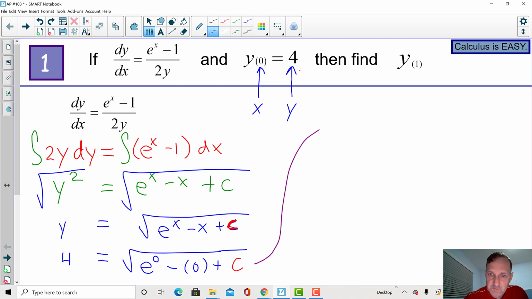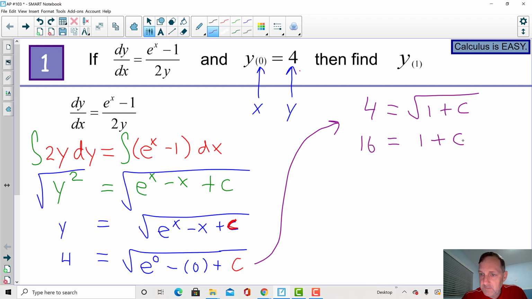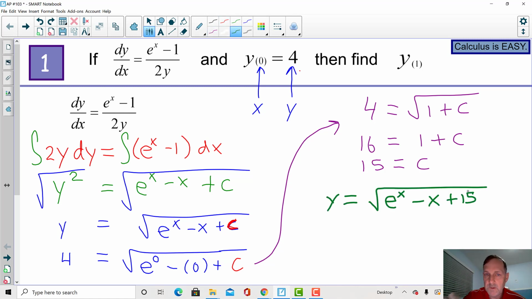All right, so we'll continue solving this over here. We're going to go ahead and square both sides. And then subtract 1 from both sides. And now we have our final answer. There we go. We'll go ahead and put it in a box.